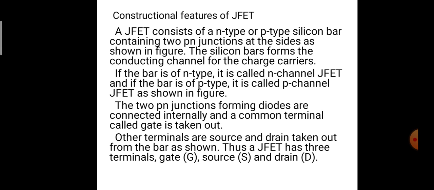The two PN junctions forming diodes are connected internally, and a common terminal called gate is taken out. Other terminals, source and drain, are taken out from the bar as shown. Thus, a JFET has three terminals: gate, source and drain.